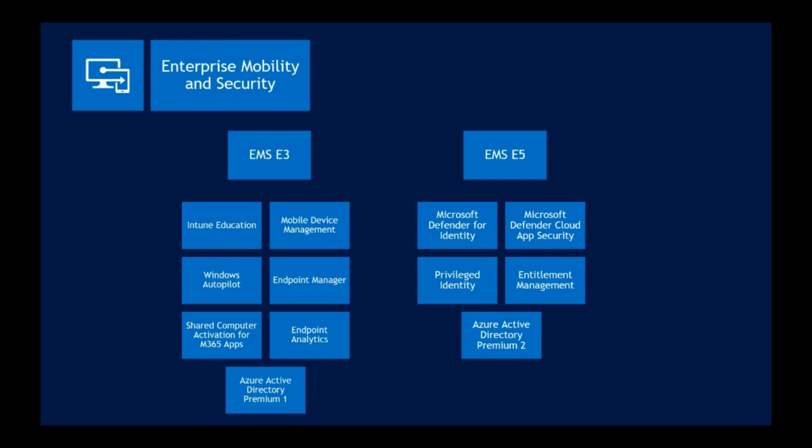E5 brings in additional security features around Defender for Identity and the Cloud App Security. So we're getting more logging and reporting around what applications people are using and how they're accessing them. That includes those that are non-Microsoft that you've authenticated on top of your Azure AD. And we can also take advantage of Privileged Identity, Entitlement Management, and we've also got that Azure AD Premium P2. We'll do another video at some point discussing the difference between E3 and E5.